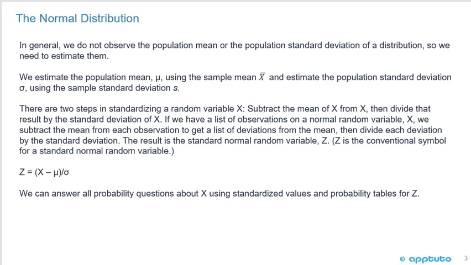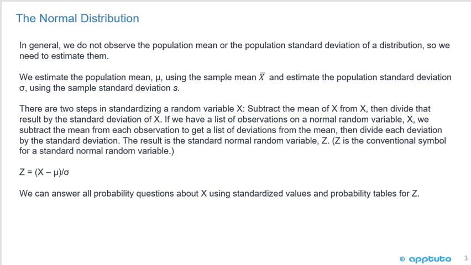There are two steps in standardizing a random variable x. Subtract the mean of x from x, then divide that result by the standard deviation of x. If we have a list of observations on a normal random variable x, we subtract the mean from each observation to get a list of the deviations from the mean, then divide each deviation by the standard deviation. The result is the standard normal random variable z. Z is the conventional symbol for a standard normal random variable.